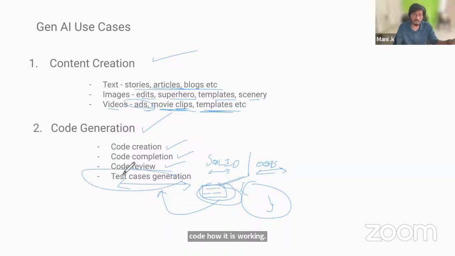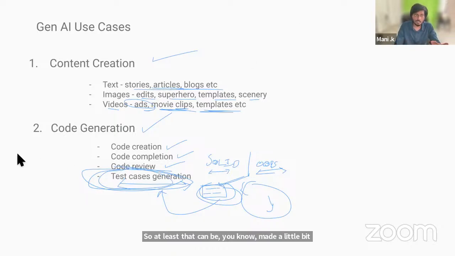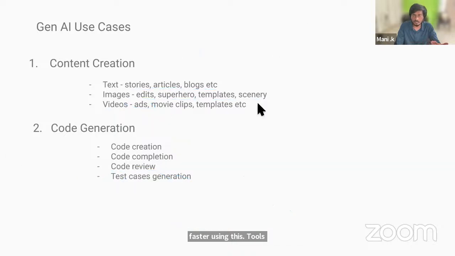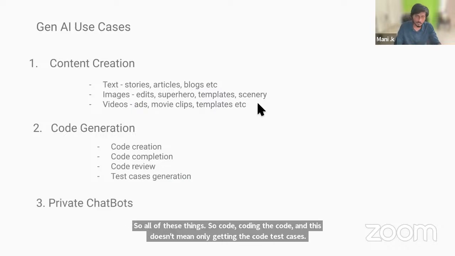If I don't have testing team support, usually we all software developers have to do some level of testing on our own also. So at least that can be made a little bit faster using these tools, right? So with all of these things, code generation doesn't mean only getting the code. Test cases, code review, code completion, many things will come.